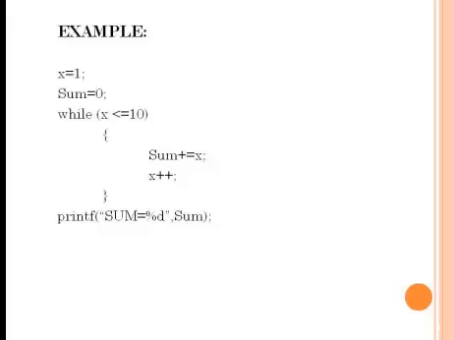Let's consider one example on the while statement. Here 1 is assigned to x and 0 is assigned to sum. Here the condition is x less than or equals to 10. One is assigned to x. The value of x is 1 and the value of sum is 0.